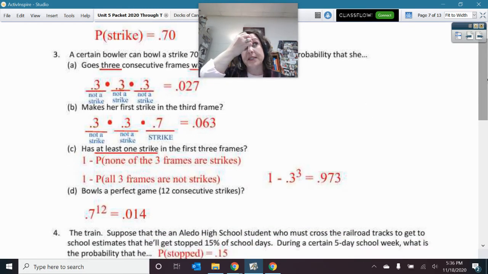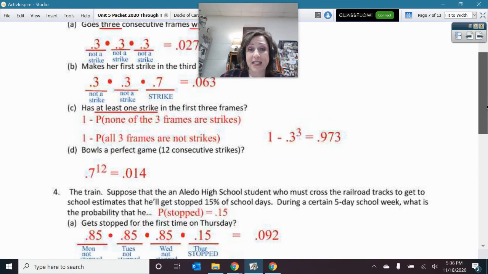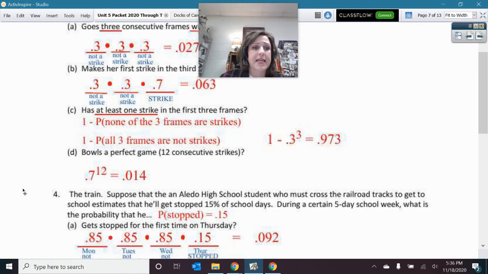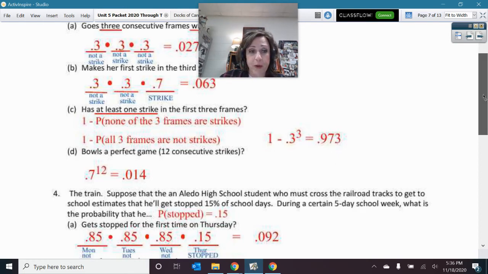So that means the probability of at least one is 1 minus the probability that none of the three are strikes. So 1 minus the probability that none of the three frames are strikes. 1 minus the probability that all of the three frames are not strikes. Anyway, however you think of that, let's see. Not being a strike is 0.3 to the third power. Okie dokie. Perfect game. That's 12 consecutive strikes. 70% to the 12th power.